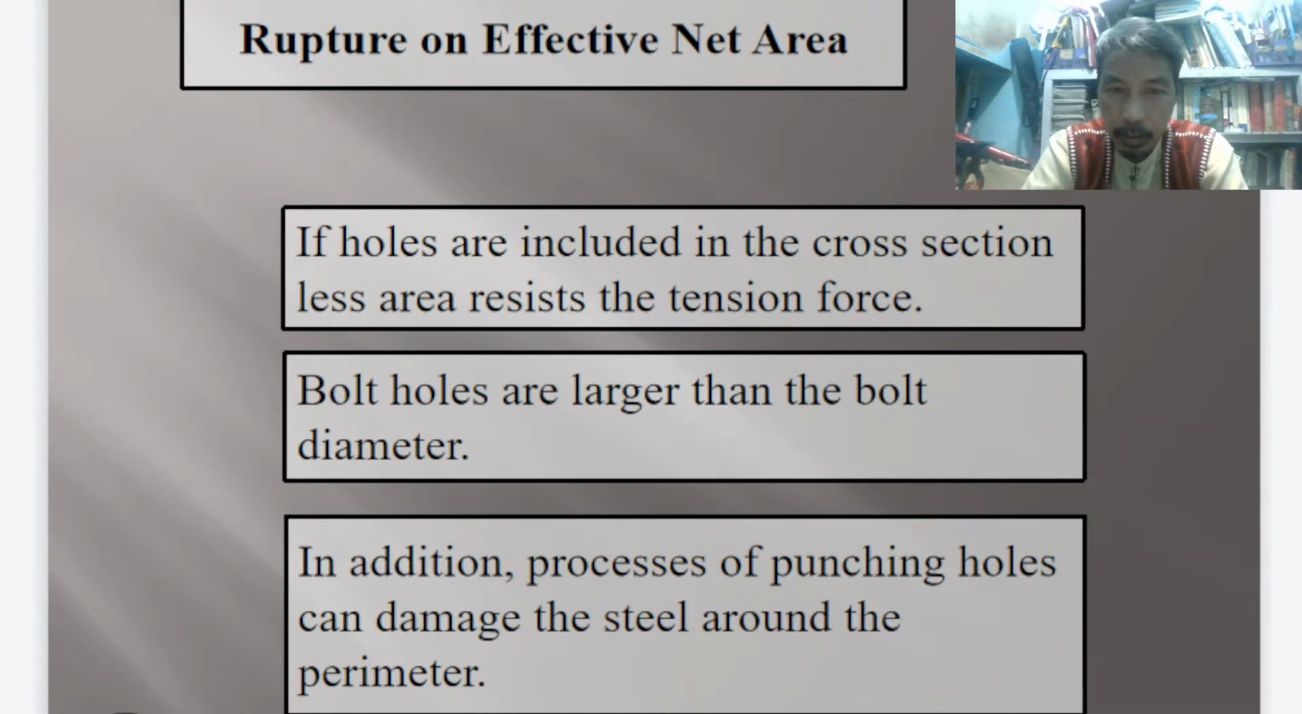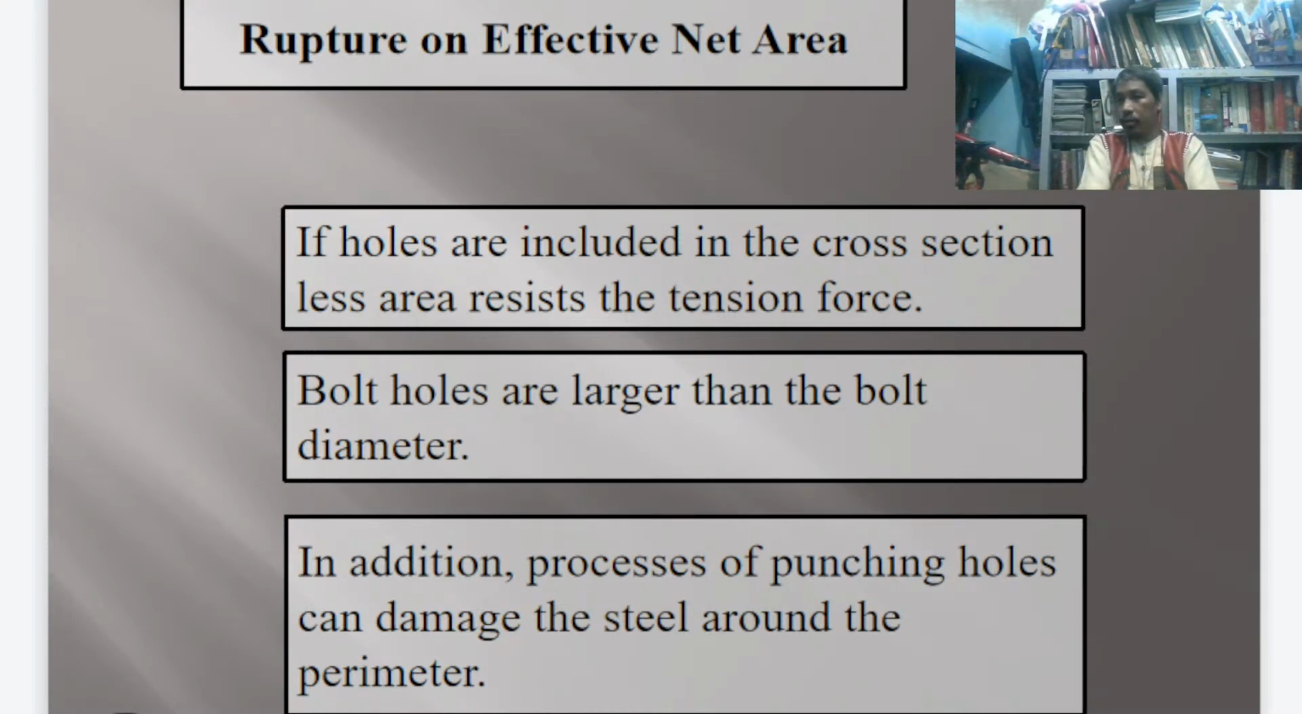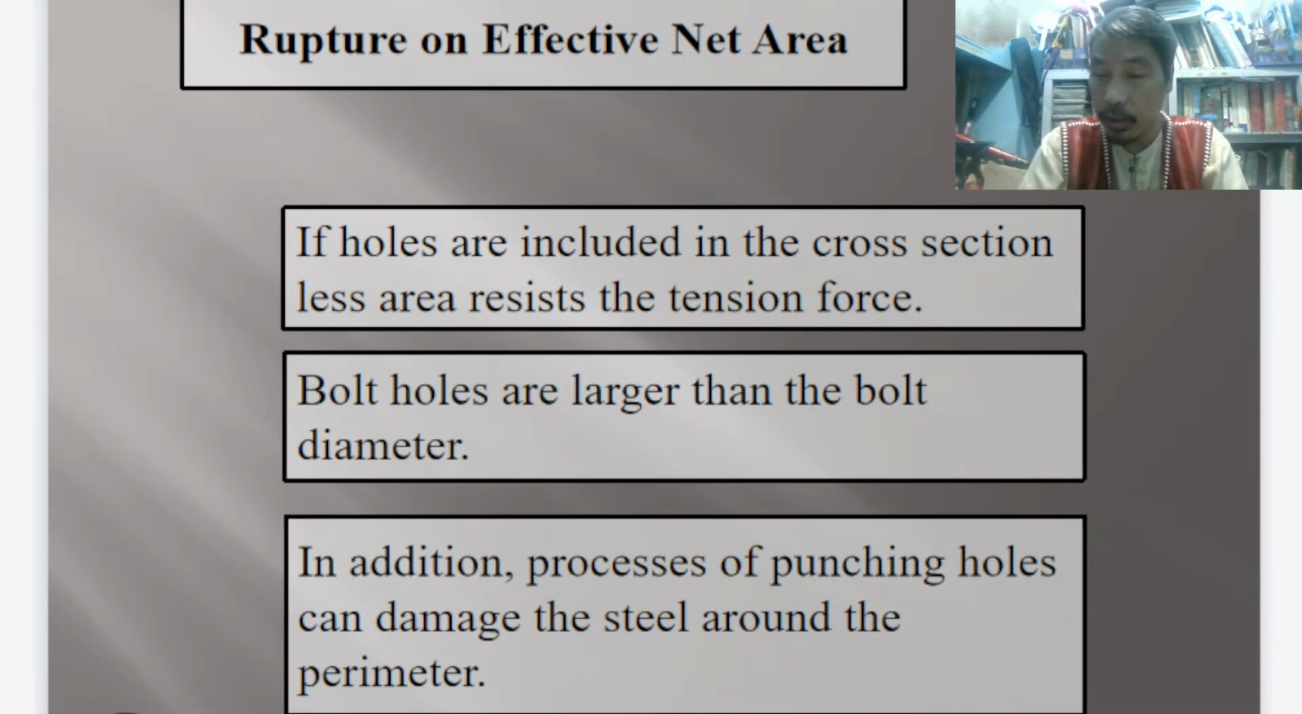If holes are included in the cross-section, less area resists the tension force. Because there are holes present on the cross-sectional area, in specific parts, those areas would be the weakest region. So we will focus our attention on the weakest region because that is where we can expect greater risk of failure.